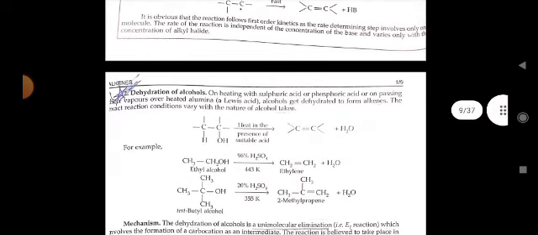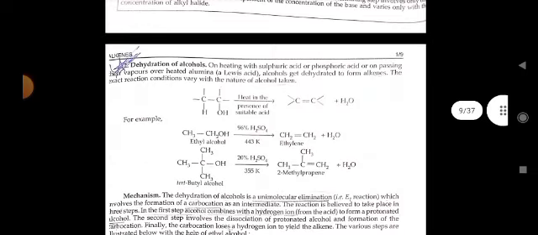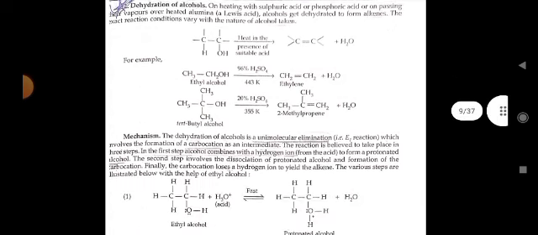Dehydration of alcohols. On heating with sulfuric acid or phosphoric acid, or on passing their vapor over heated alumina or Lewis acid, alcohols get dehydrated to form alkenes. The exact reaction conditions vary with the nature of the alcohol taken. Ethyl alcohol with 96% H2SO4 at 443 Kelvin temperature gives ethylene. Tertiary butyl alcohol with 20% H2SO4 at 355 Kelvin gives 2-methylpropene plus H2O.